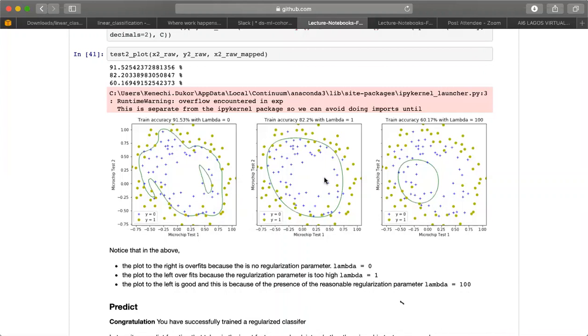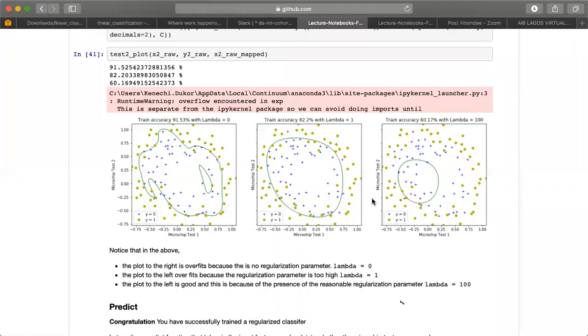That's the blue from the yellow, but it doesn't go to the extent of trying to find every single detail. And you find out that the lambda value used here is 1, which actually works well. The training accuracy is 82.2%. So it's not up to the 91.5% that we have here, but it's actually going to do a very good job when it sees external data.